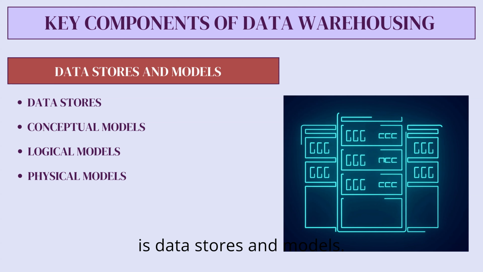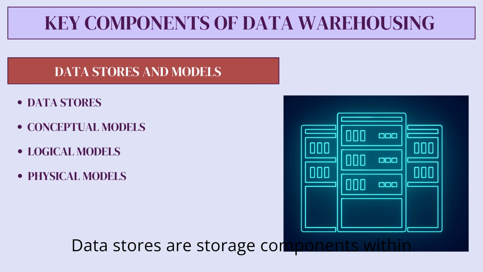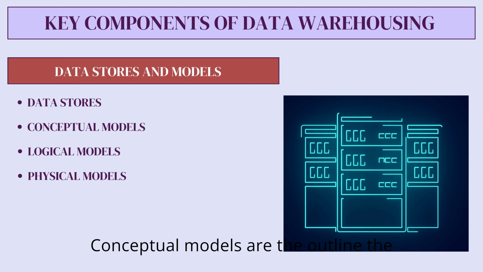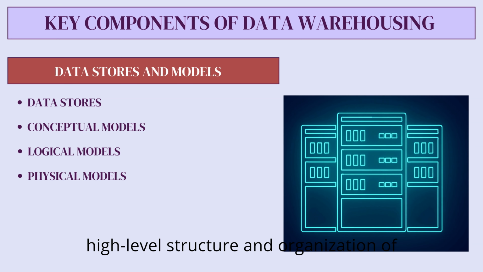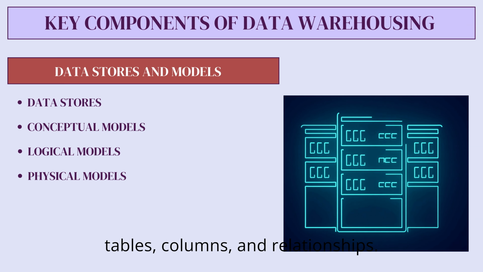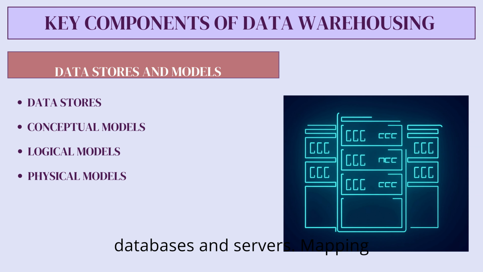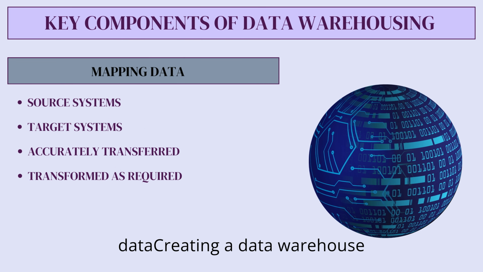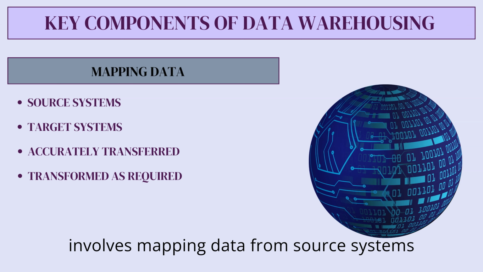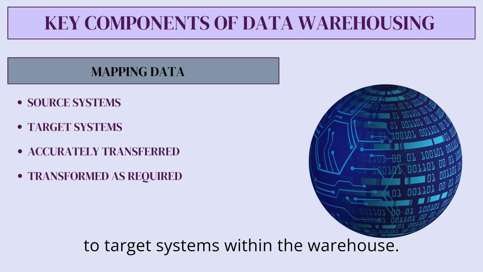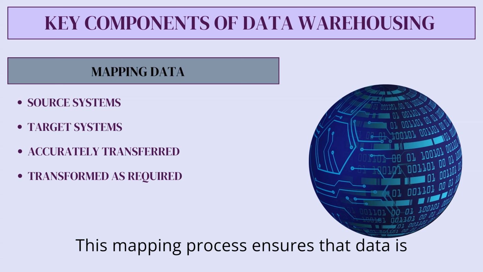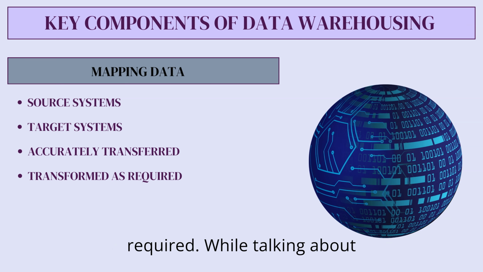Next point of discussion is data stores and models. Data stores are storage components within the data warehouse where data is saved. Conceptual models are the outline, the high-level structure and organization of the data. Logical models detail the logical structure of the data, including tables, columns, and relationships. Physical models describe the physical storage of the data, such as databases and servers. Mapping data: creating a data warehouse involves mapping data from source systems to target systems within the warehouse. This mapping process ensures that data is accurately transferred and transformed as required.